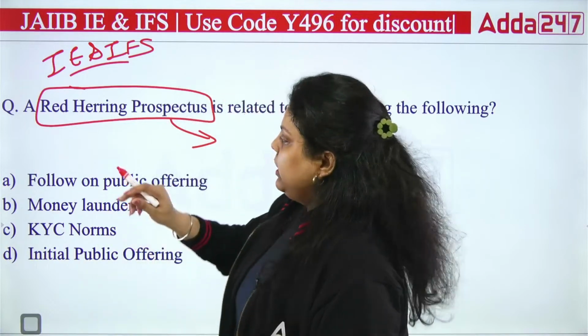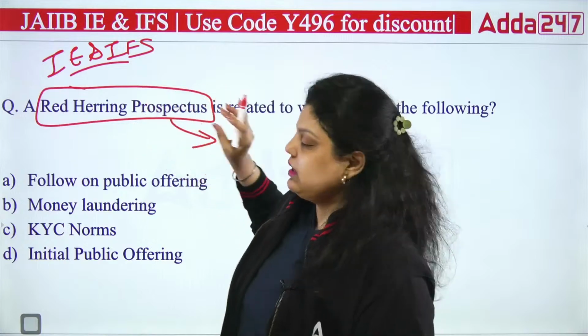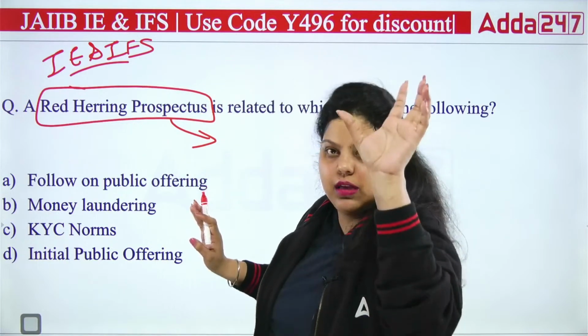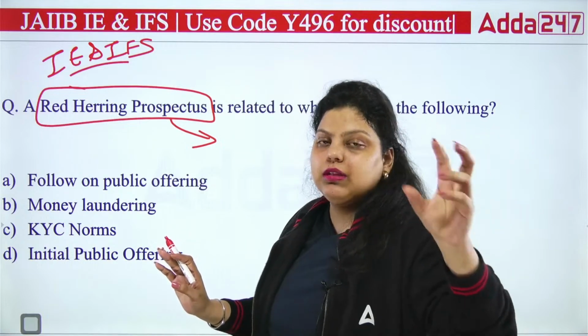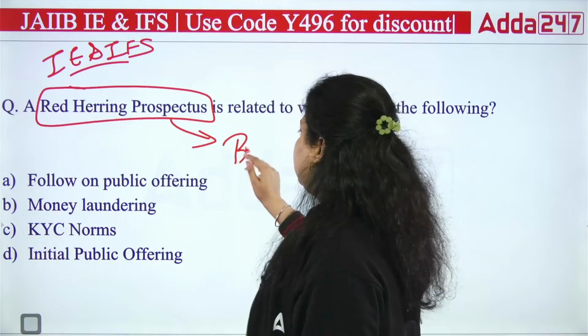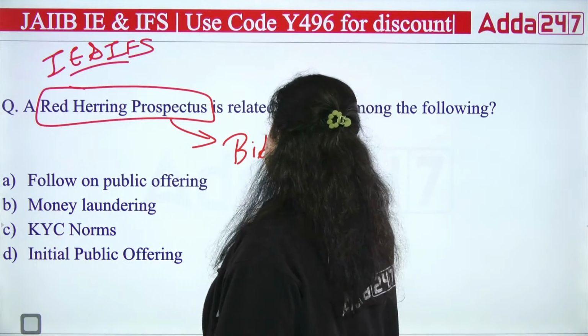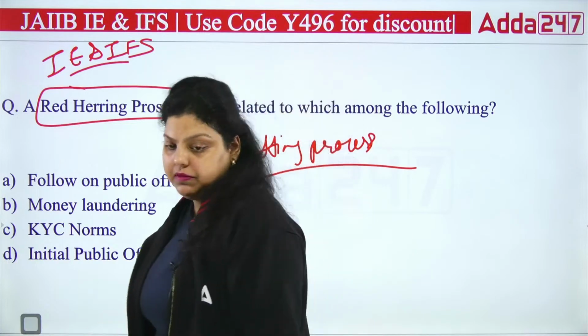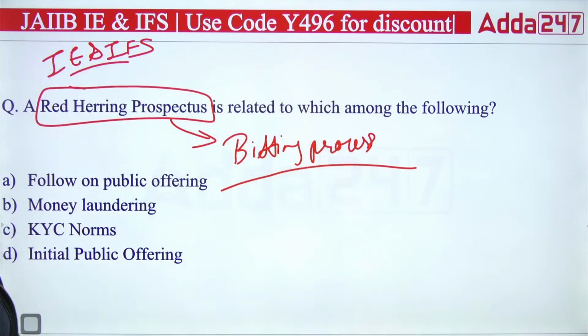Okay, but when it comes to the red herring prospectus, it does not provide everything in the offer document. Certain things will be hidden, and after the bidding process ends, the company will let you know the other details.